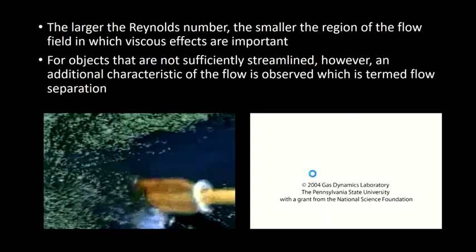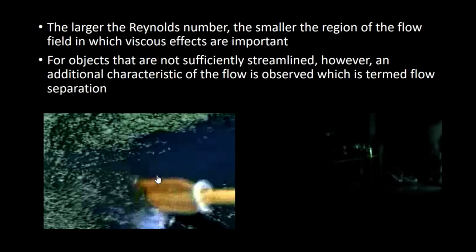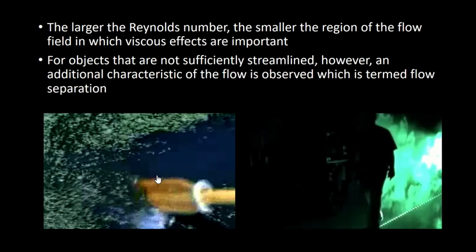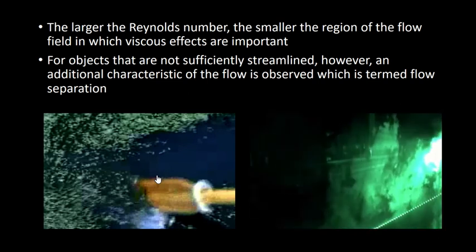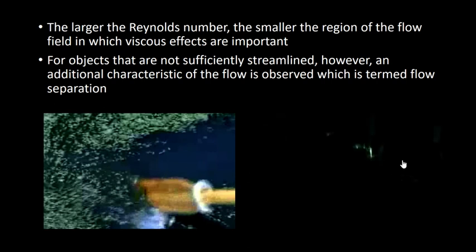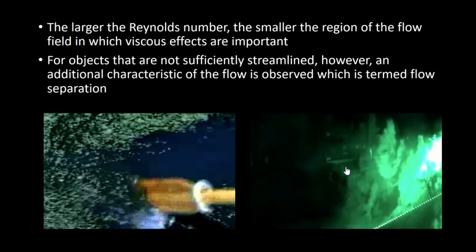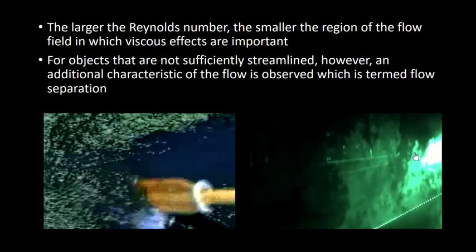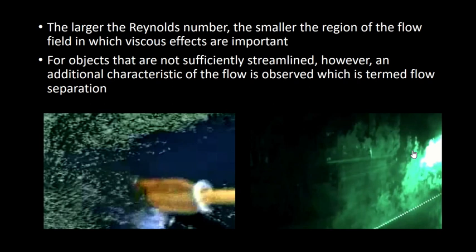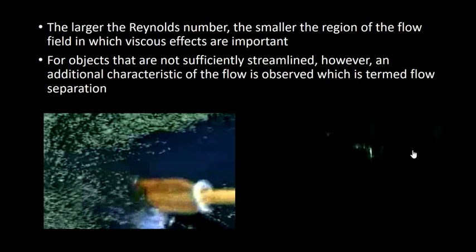Now, what happens? This is a person moving inside this tunnel. What we want to show is that even though the movement is very slow, the wake behind the person is very large. So the Reynolds number does not depend only on the velocity. I think that's all for the introduction to immersed bodies. Thank you.